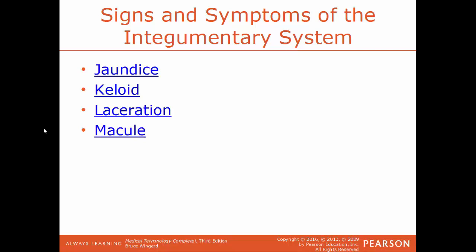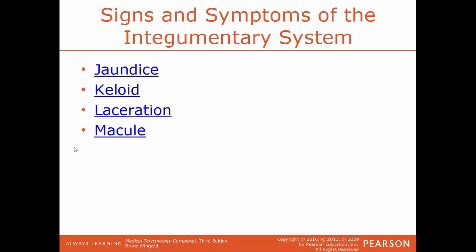The next one on here, a keloid. This is a large elevated area of the skin. Usually after an injury, when the skin will heal, there's an overproduction of skin cells, of collagen fibers. So those fibers form a raised area just beyond the scar tissue itself. Laceration, another term for a cut. And the last one on here, macule.